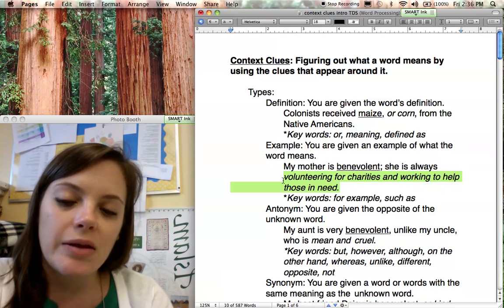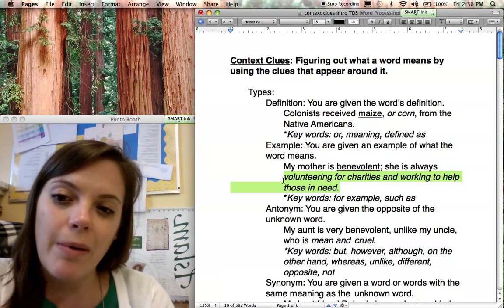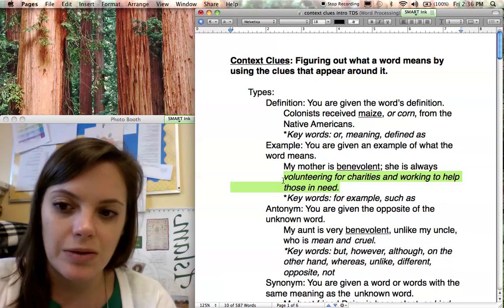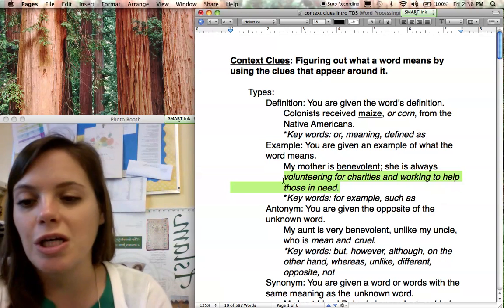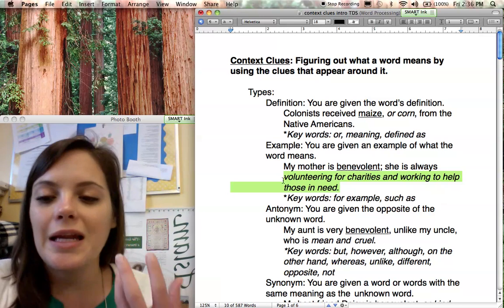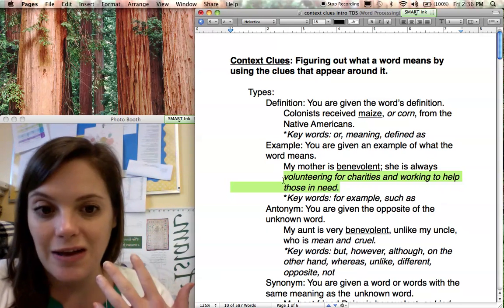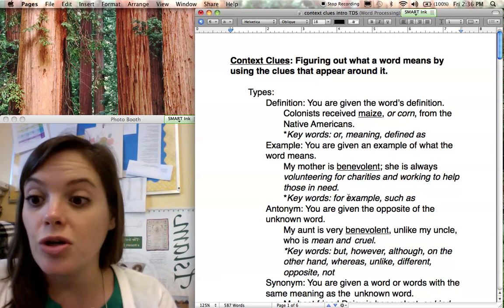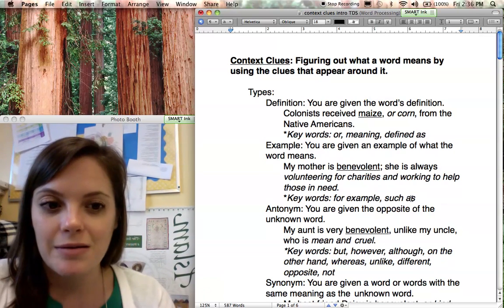Now, I want y'all to take a look at those examples of benevolent actions there and think about what you think the word benevolent means based on our context clues. All right, so hopefully you guessed that it meant kind or generous or charitable or giving, any of those types of words, because we have these very kind and generous actions given as examples. Now, some keywords you can look for that show you that they're trying to give you an example are "for example" and "such as."